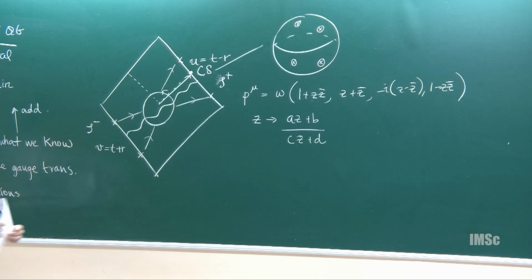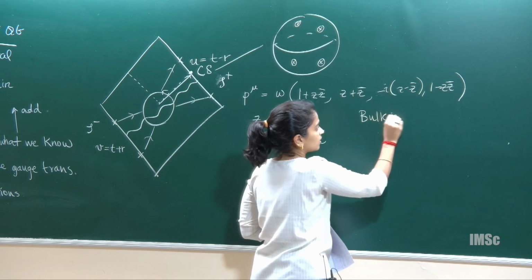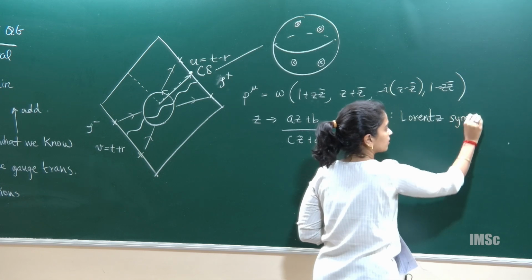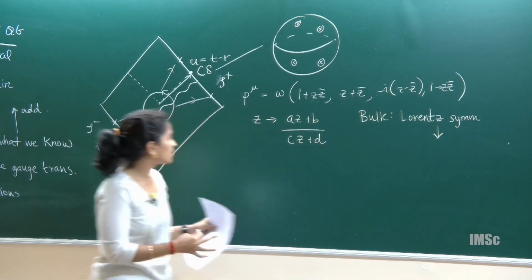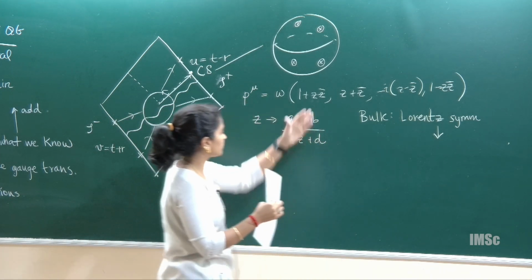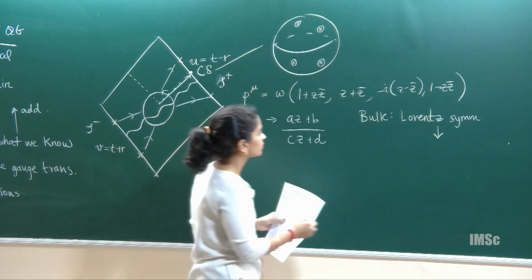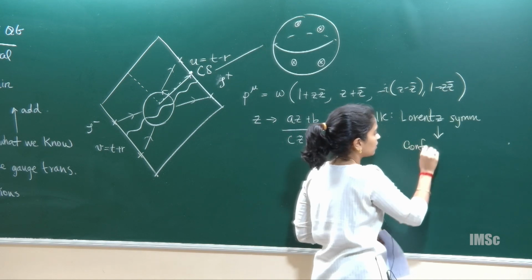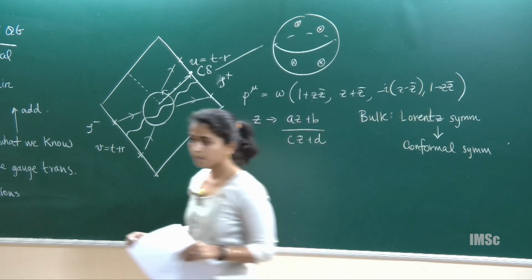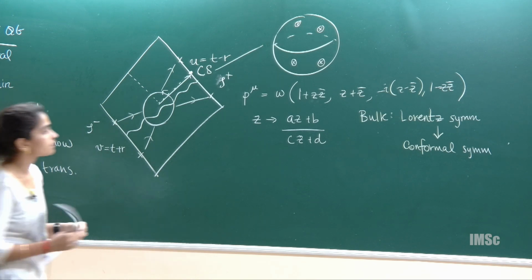So what this means is that if I have a theory in the bulk that has Lorentz symmetry, then by using this parameterization of the momentum, this Lorentz symmetry is actually manifest as a conformal symmetry on this two-dimensional sphere. Sorry? This description, the sphere metric is a specific function of z? Correct, it is a specific function of z.